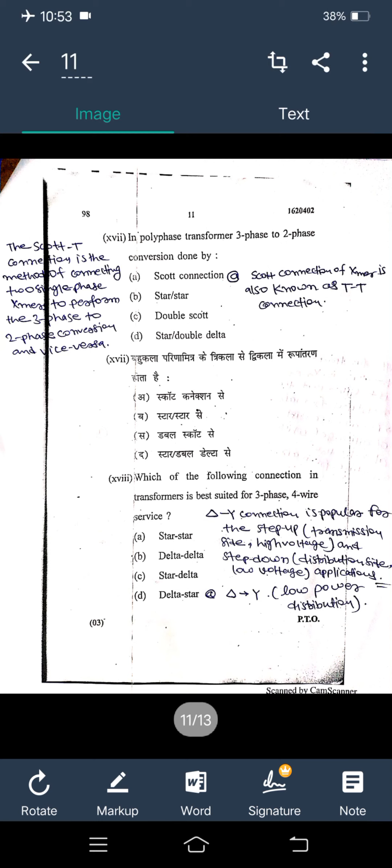Question number 18, which of the following connections of transformer is best suited for three phase 4 wire services? Here delta to star connection is the right answer. Delta to star connection is popular for a step down transformer on the distribution side, where low voltage applications are used. It is also used for step up transformer for high voltage transmission. So delta to star connection is more suitable for three phase 4 wire services. Option number D is the right answer.